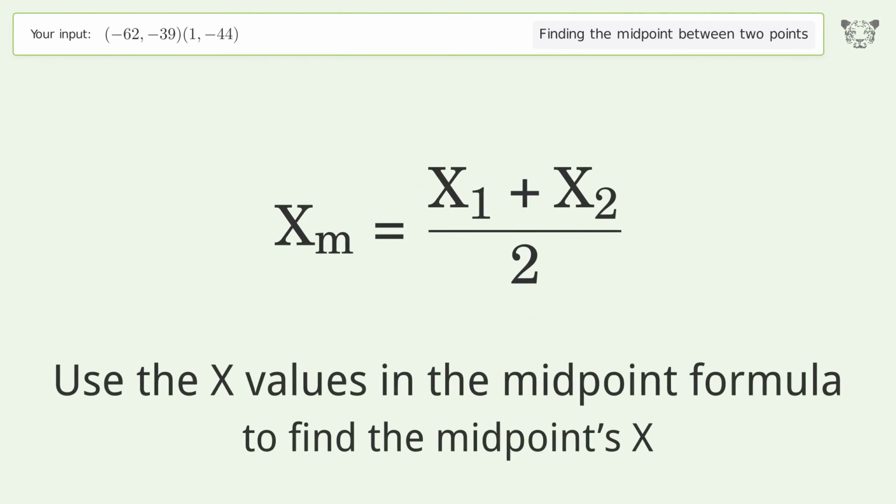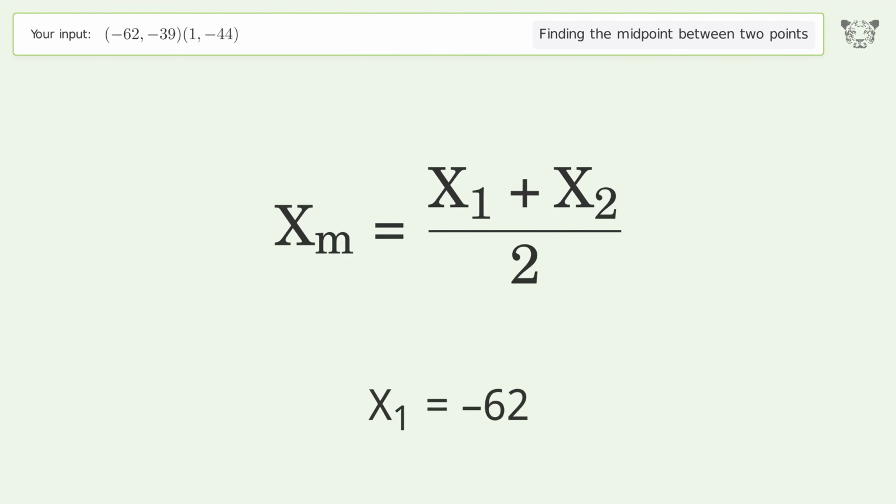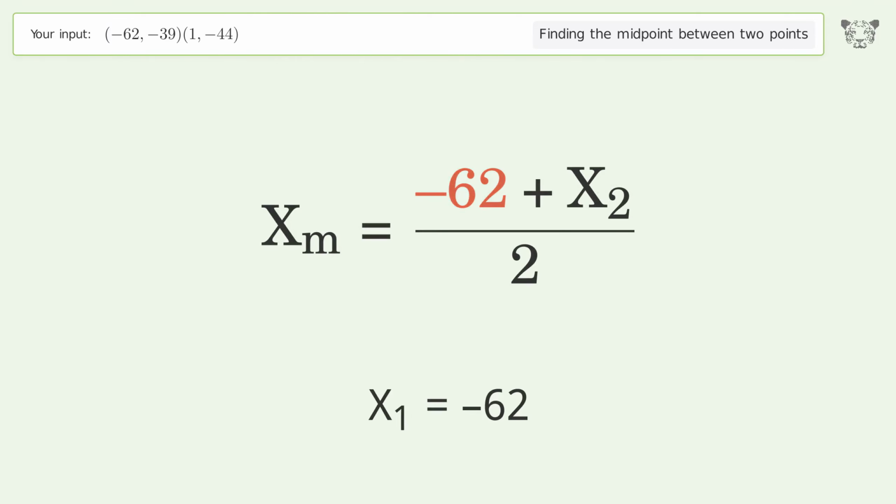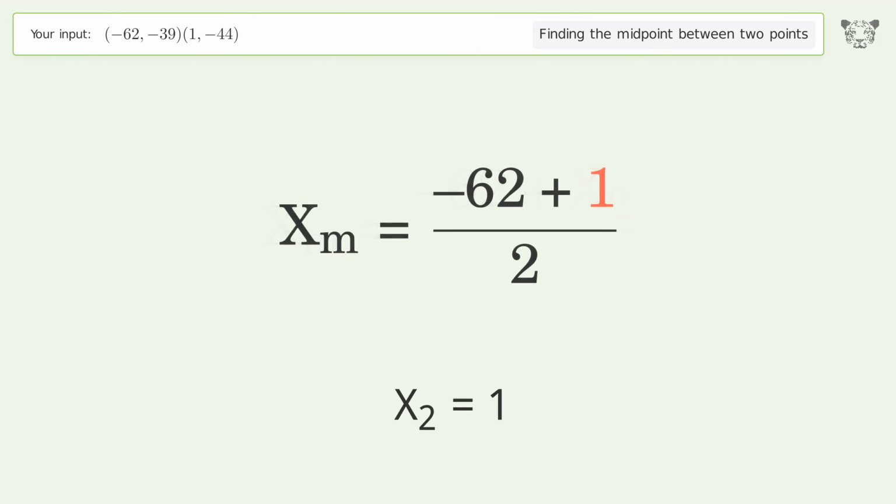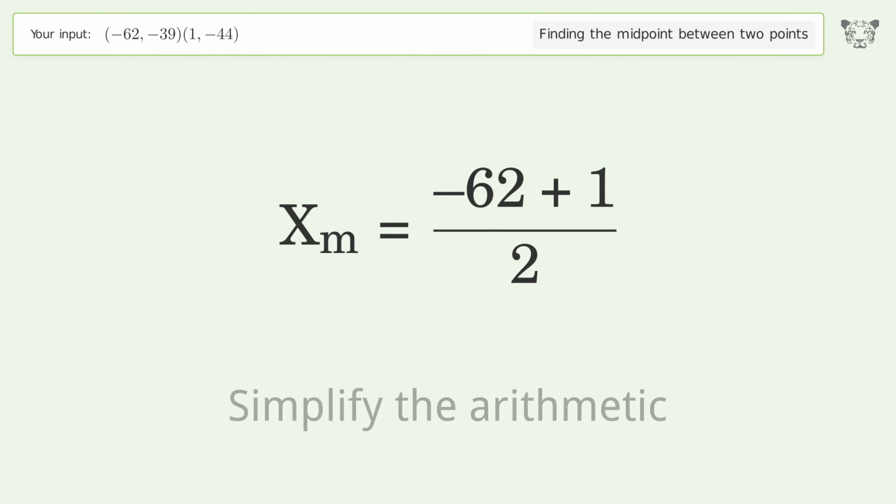Use the x values in the midpoint formula to find the midpoint's x. x1 equals -62. x2 equals 1. Simplify the arithmetic.